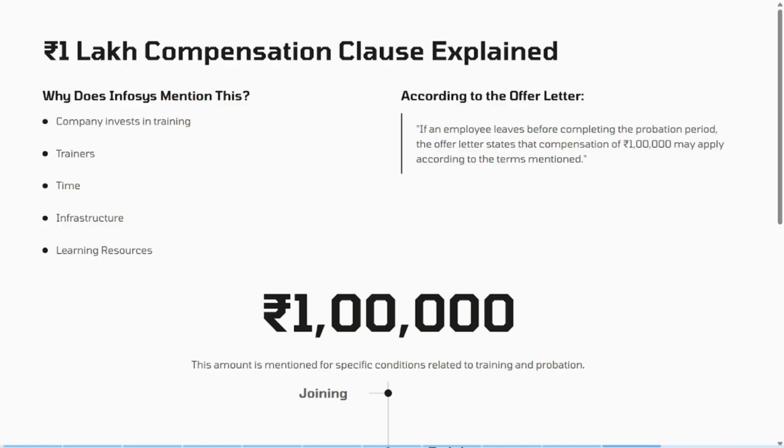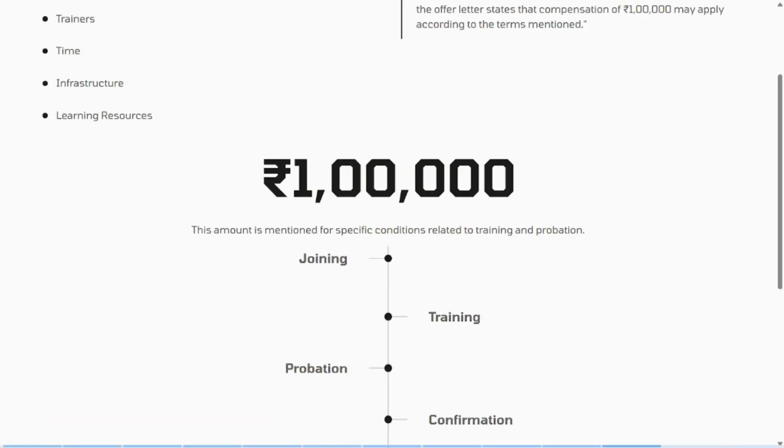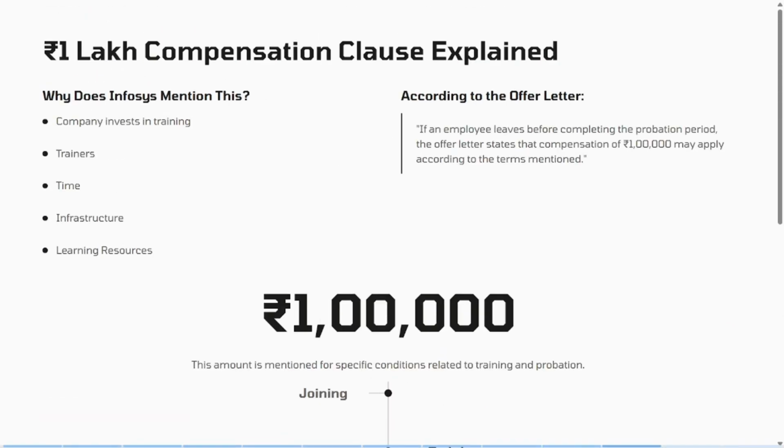Infosys is saying, we invest in training new employees before they start working on projects because of the investment. The offer letter includes the compensation clause. According to my offer letter, if an employee leaves the company before completing the probation period, compensation of 1 lakh may apply as described in the agreement.